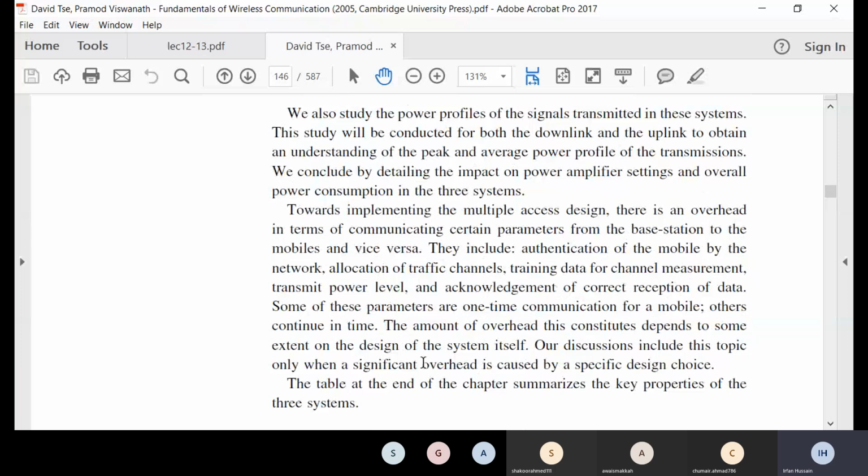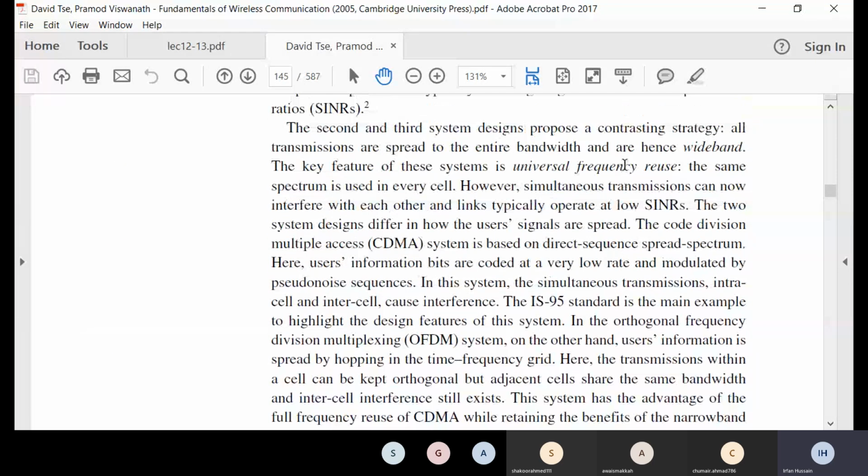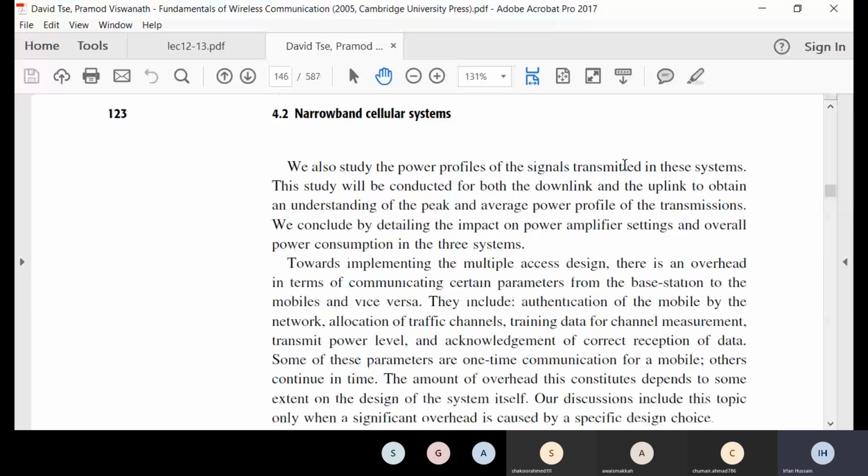We will also see the power profiles of the signals that are transmitted, both for uplink and downlink. It will tell us the peak value and average value of the signals. You also see how the power amplifier settings work and what the overall power consumption of our system is.